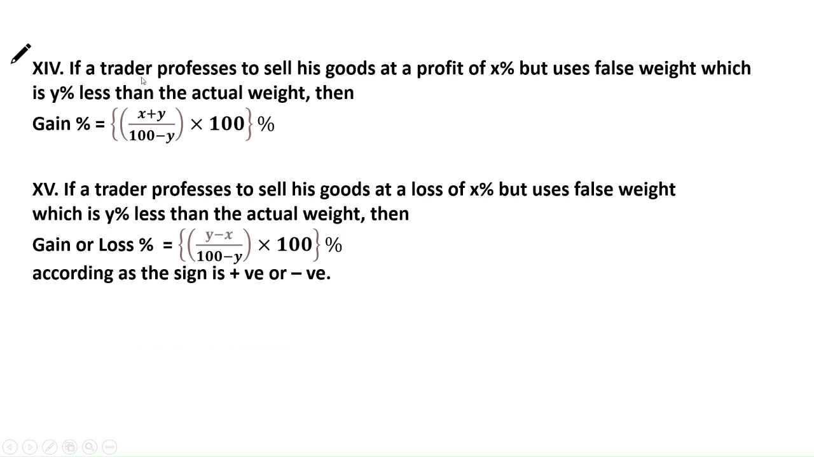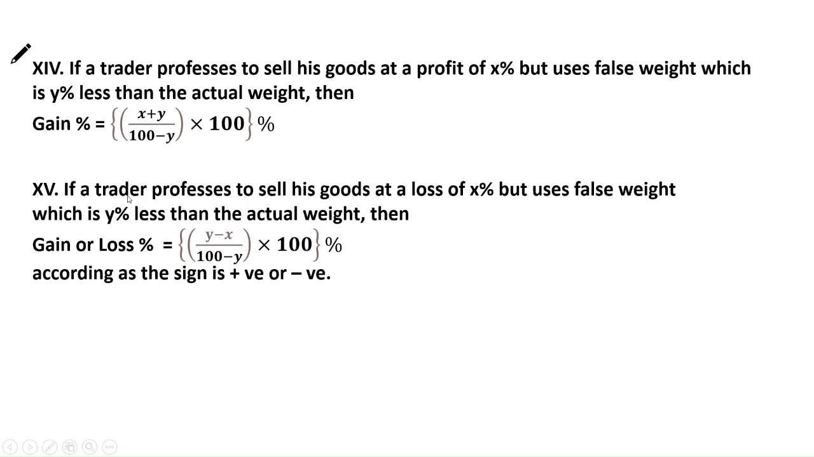If a trader professes to sell his goods at a profit of X% but uses false weight which is Y% less than the actual weight, then gain percent equal to X plus Y by 100 minus Y into 100%.